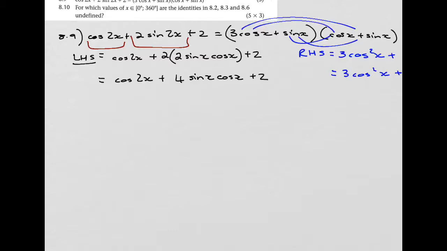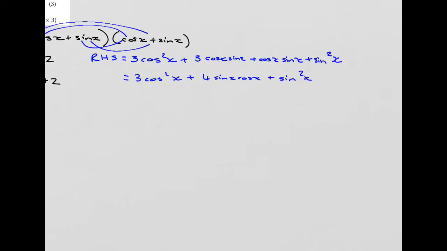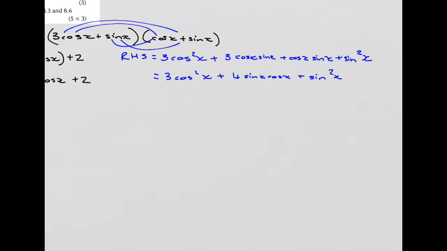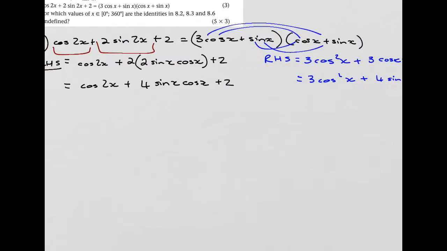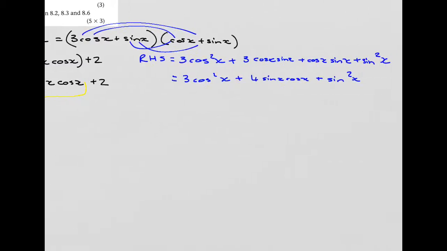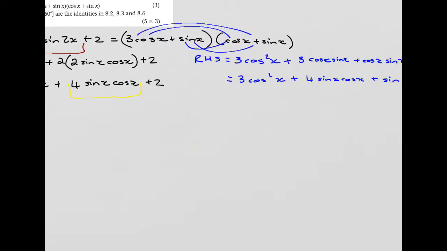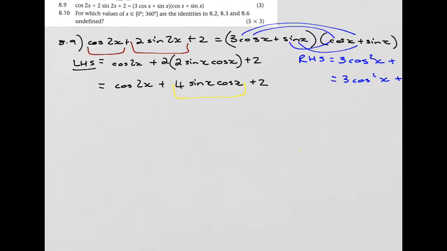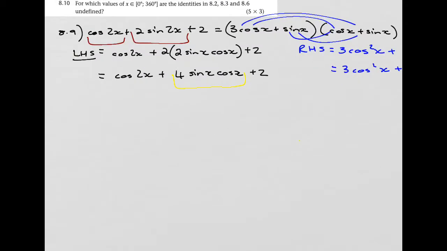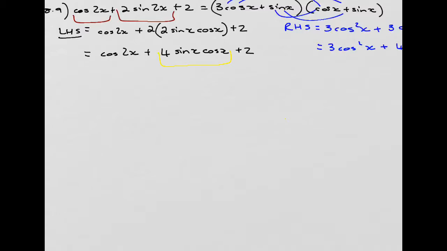Alright, because I'm not quite sure where I want to go with this left-hand side, I'm going to be moving to the right-hand side. I have foiled the right-hand side, and I have gotten down to 3 cos squared x plus 4 sine x cos x, which I already have on this side. So I'm already there, and then plus a sine squared x, and then I have 3 cos squared x's. Alright, so we need to bring in a sine squared, and we need to have a cos squared.